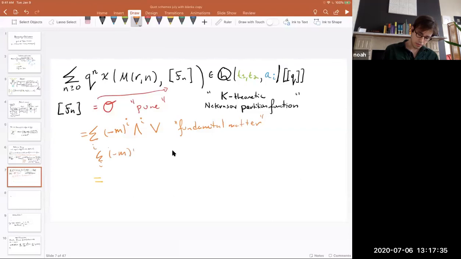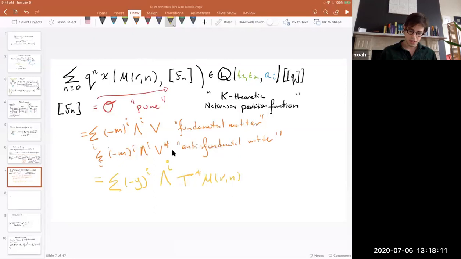Or you can do the same thing with a dual tautological bundle, and these are what are called anti-fundamental. Or put in the total exterior power of the cotangent bundle, and this is what is called adjoint matter. You could put some tensor product of all of these, and depending upon what insertions you put in, you'll get a more or less complicated Nekrasov function.